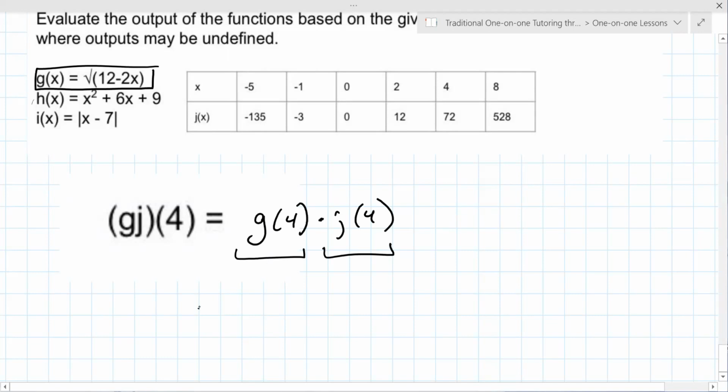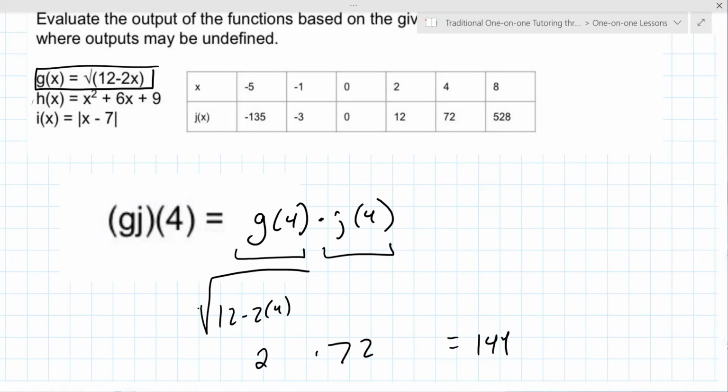So the first one, you're using the square root of 12 minus 2 times 4. That ends up being the square root of 4 again, that's 2. And then j of 4 is 72. So that's 144. Is that okay?